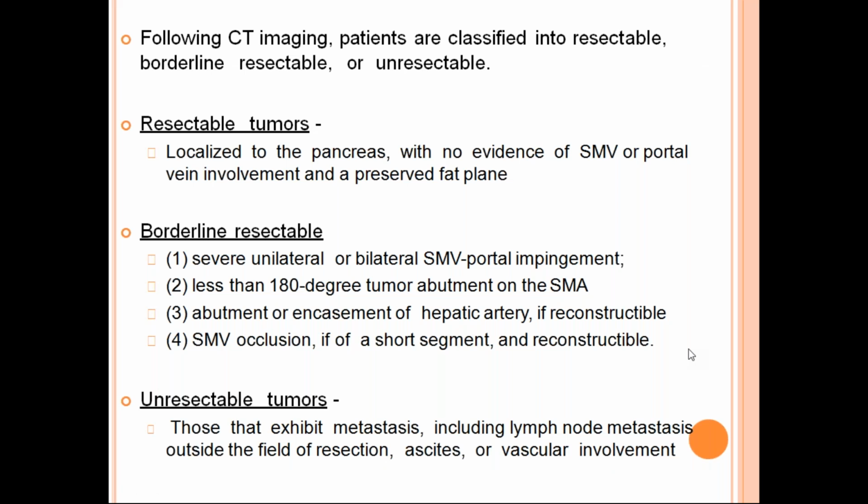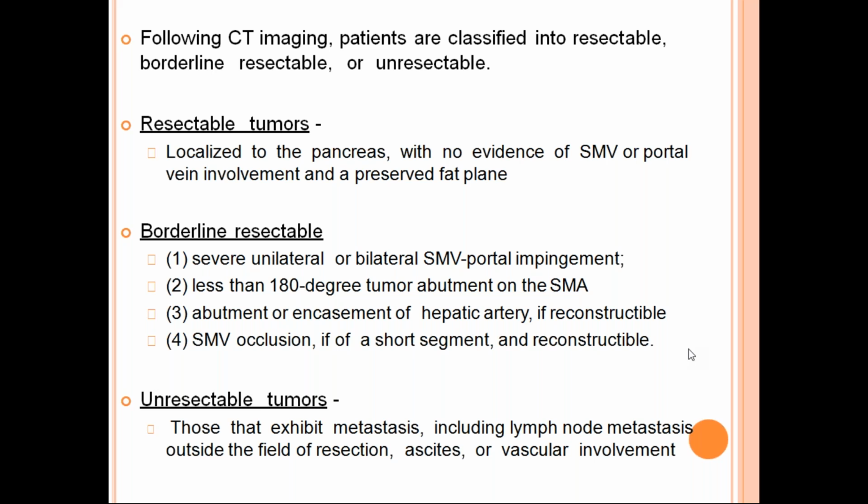So following CT imaging, these are classified into resectable, borderline resectable or unresectable tumors. So what are the resectable tumors? These resectable tumors are localized to the pancreas with no evidence of superior mesenteric vein or portal vein involvement and a preserved fat plane will be present. Next, coming to borderline resectable: severe unilateral or bilateral superior mesenteric vein or portal impingement will be present. Less than 180-degree tumor abutment on the SMA, abutment or encasement of hepatic artery, if reconstructible, SMV occlusion, if of a short segment and reconstructible.